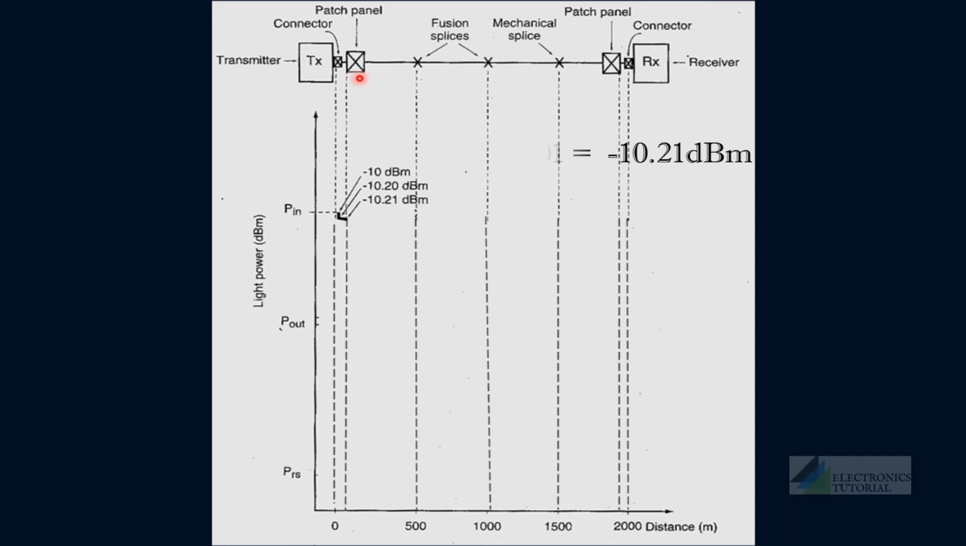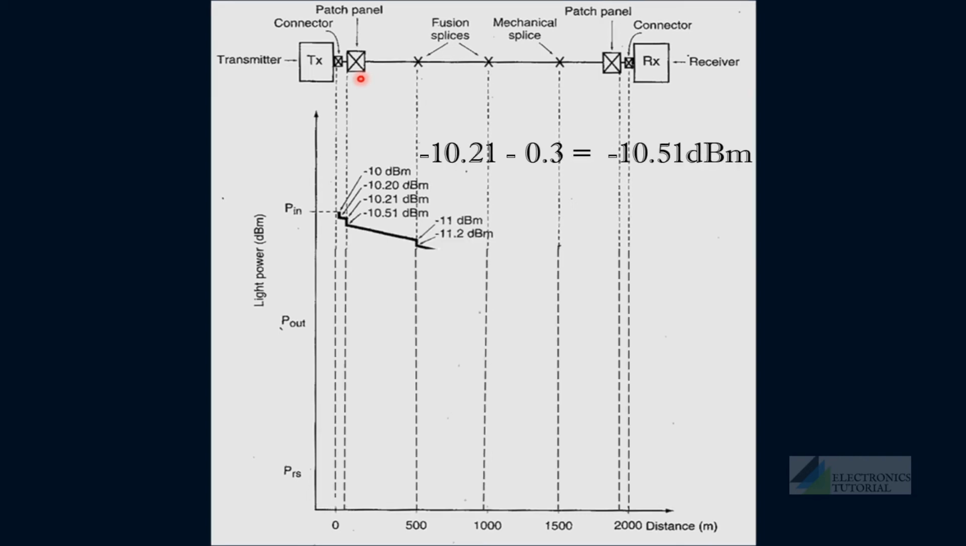Now going for the next section, patch panel. The typical loss is mentioned as 0.3 dB. Thus, the curve drops at this loss level. And from the patch panel, we are connecting an optical fiber cable. The cable used here is having an attenuation of 1 dB per kilometer. Thus, the curve develops a slope of -1 dB per kilometer, and it should be considered along the transmission distance.